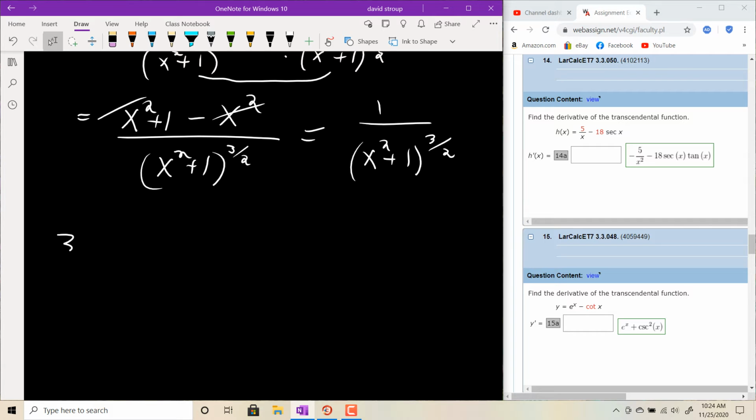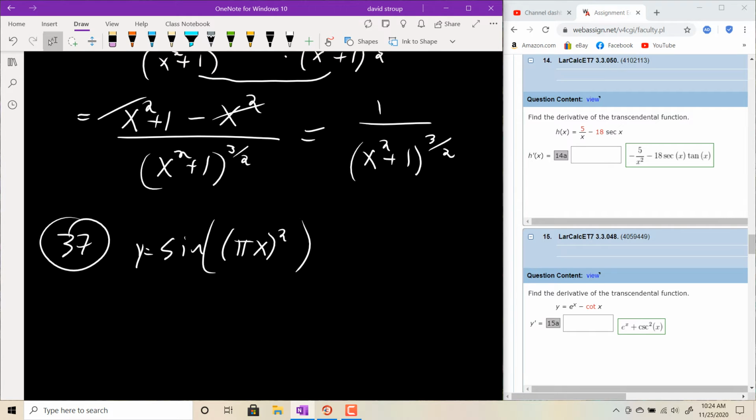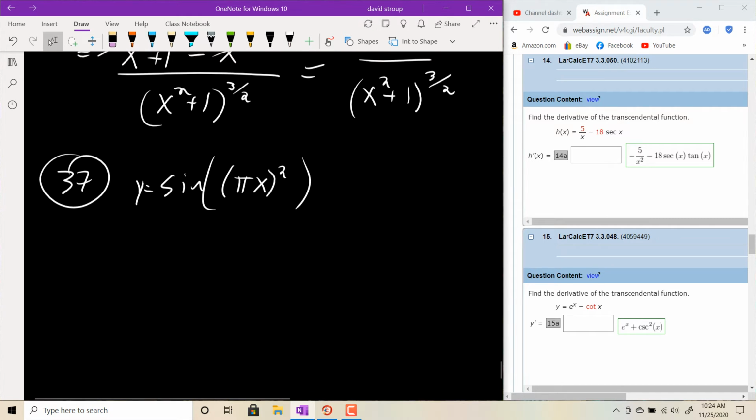Let's look at 37. Yes, y equals sine of pi x squared. Okay, so the squared is inside the sine. And how do we do this? So one way I taught you to do it is kind of work in terms of inner to outer. So the innermost part is u equals pi x, and then you could say v is u squared, and then you could say y is sine of v.